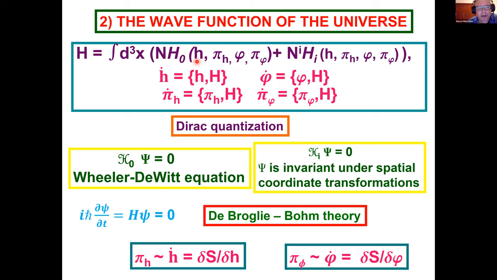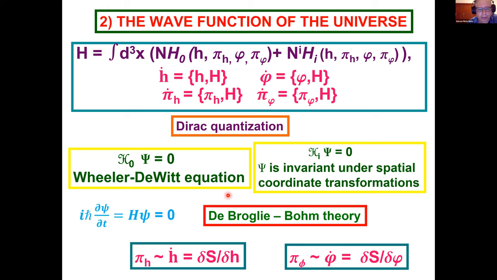Now, as this is a theory with constraints, for the quantization you must apply the Dirac quantization, and using the rules of the Dirac quantization, the wave function must be annihilated by the operator version of the constraints. It must be annihilated by these two. There would also have to be a Schrödinger equation, but as the Hamiltonian is a combination of these constraints, and as the constraints annihilate psi, then psi does not depend on time, on any external time.